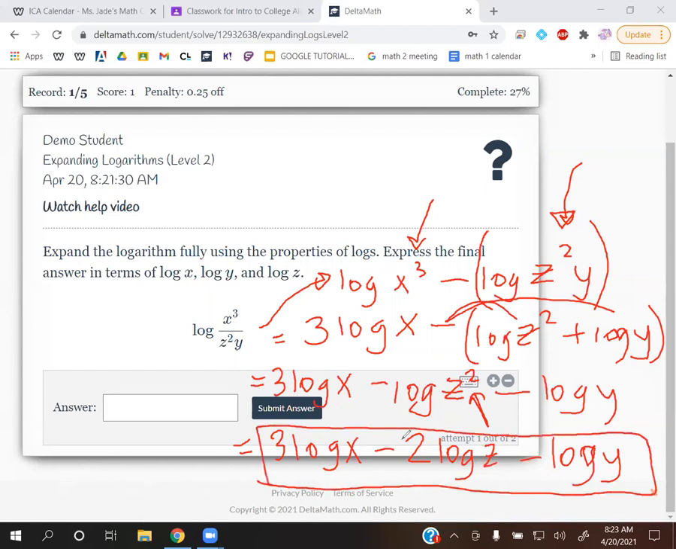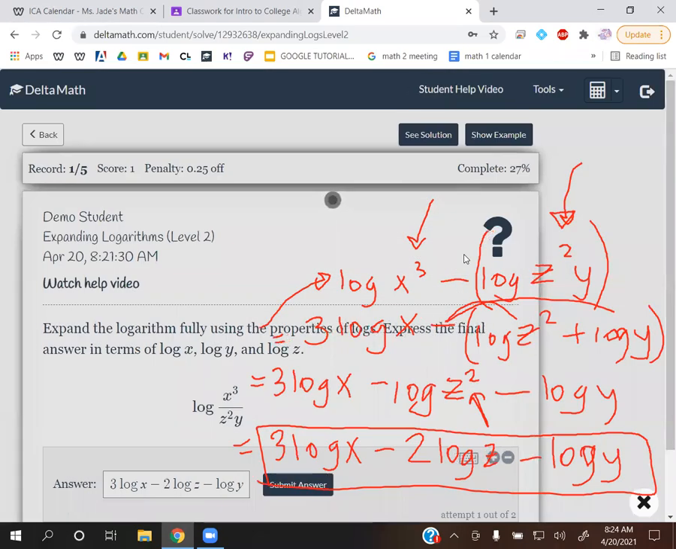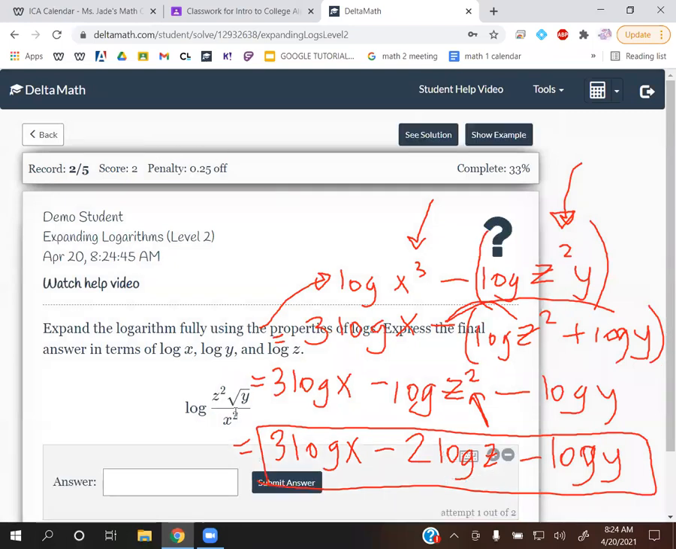And then I'm going to pause the recording here to see if you guys have any questions. Okay, so we have 3 log x minus 2 log z minus log y. Okay. Let's do one more and then go to the next category.